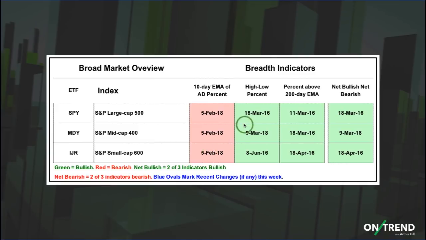All right, we look at high-low percent. We had bullish signals in March and June, and then in March 2018. So these are 2016, by the way.